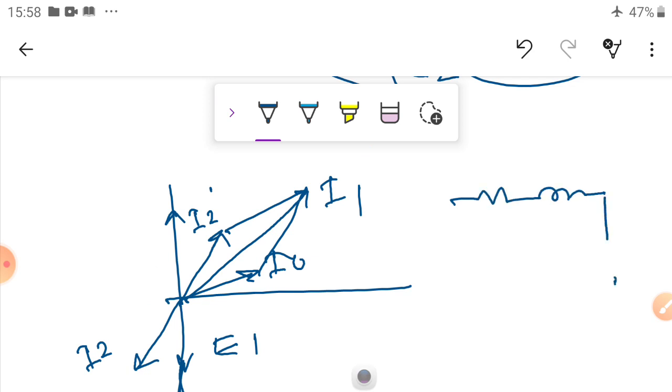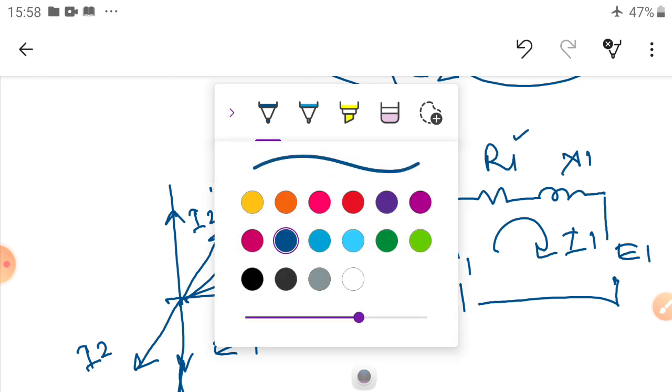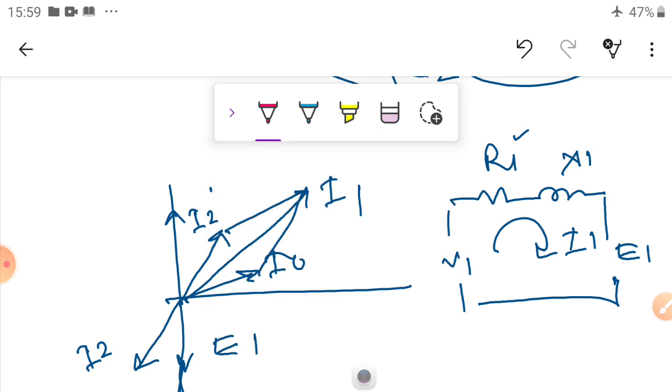So R1, X1, E1, and this is equal to V1. The current flowing is I1. So this I1 and R1, I1 is in this direction, then you write this equation. So first of all you take the E1, and you take the reverse, which is called minus E1. After this, you can write E1, okay, minus E1.